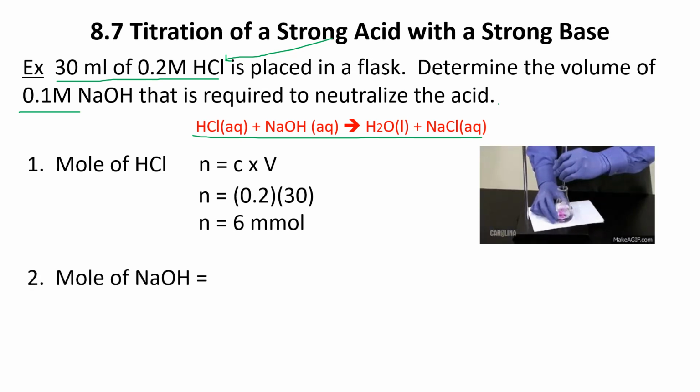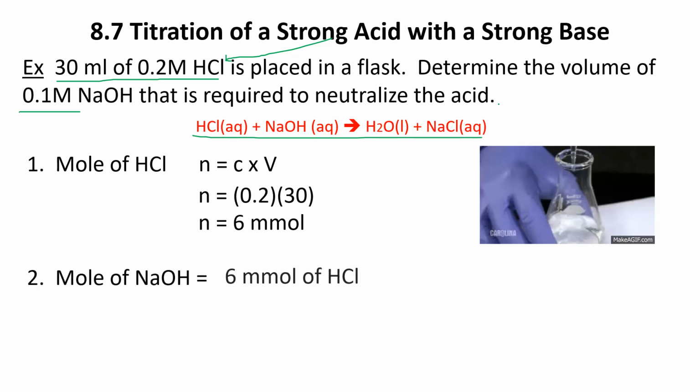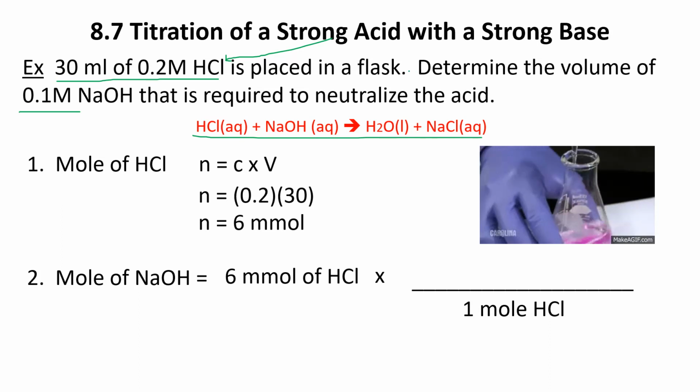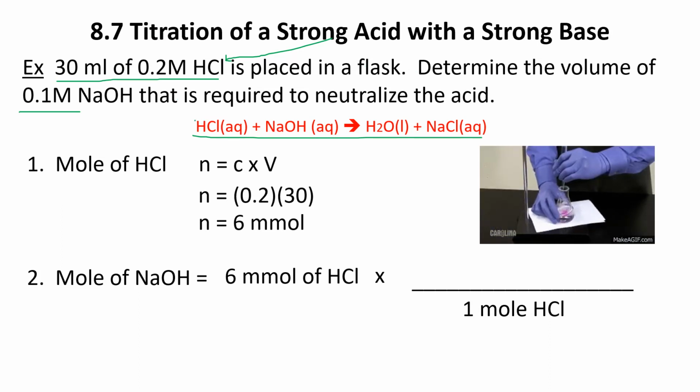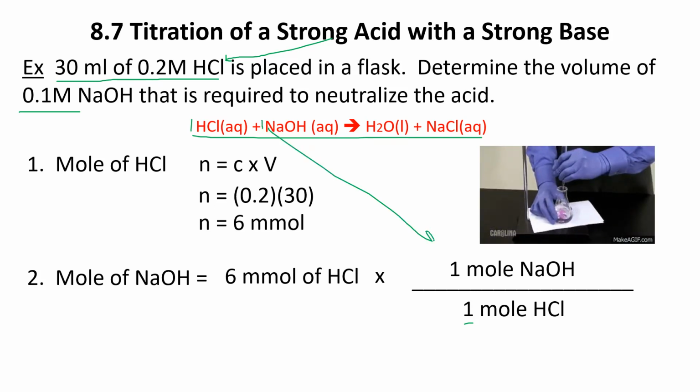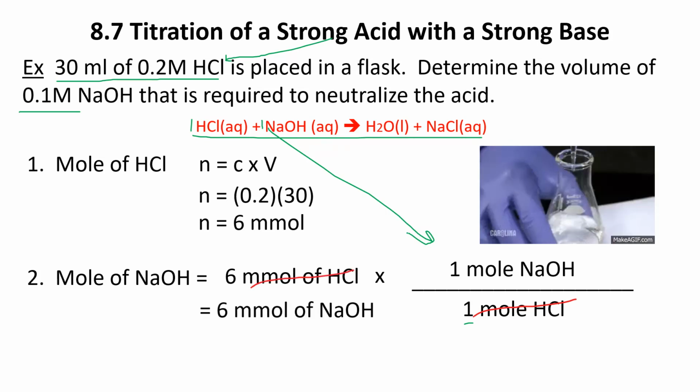Next step is we're going to find the moles of the NaOH. Now, this one's easy because our mole ratio, which is going to come from the equation up here, has a pretend 1 in front. So we're going to write 1 mole of HCl. And then the other substance here also has a little pretend 1 in front of it. So we're going to transfer that 1 right there. Now, not every question is 1-to-1, but this one is, so we're going to cancel, and we still have 6 millimoles, but now it's of NaOH.